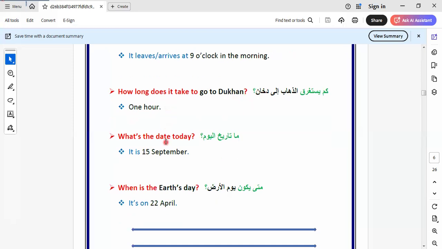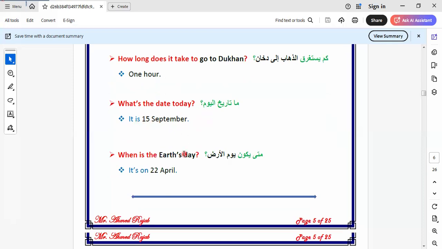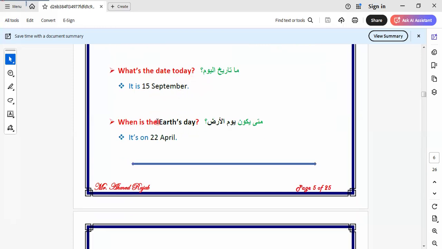One hour. What is the date today? It's 15 September. When the teacher comes to your classroom and asks, what is the date today? We say it's 15 September, for example. When is Earth Day? Here we ask about time. It's on 22 April.